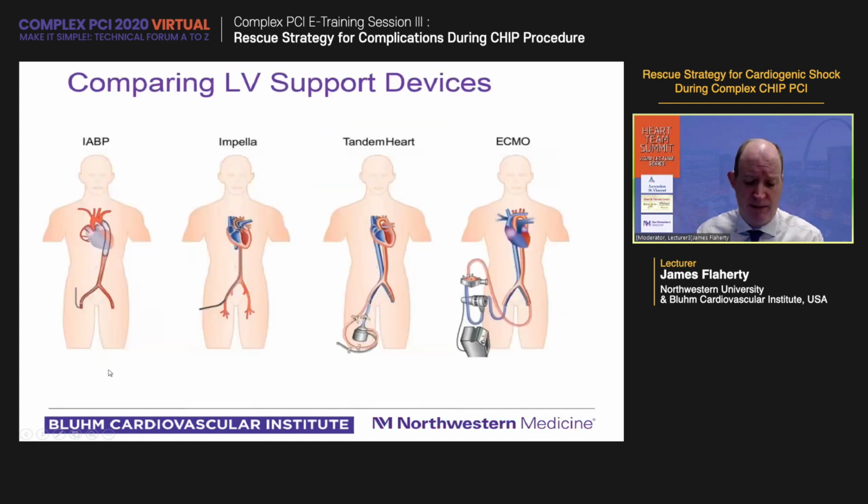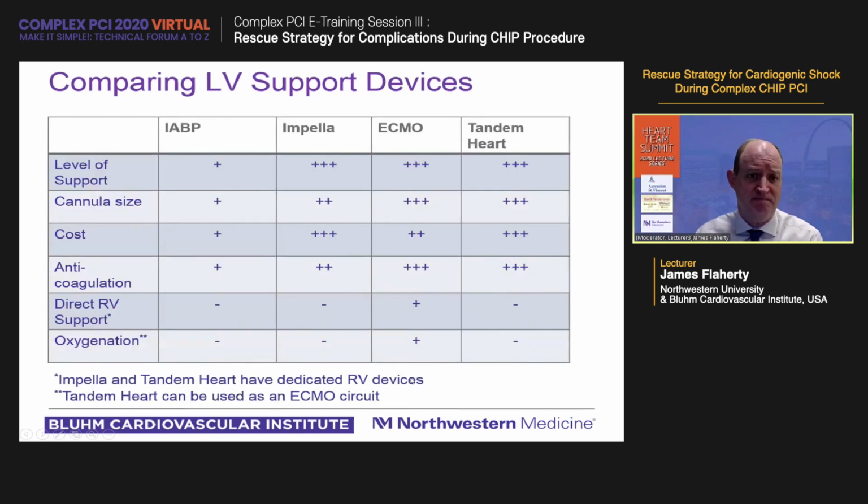So here are the contemporary LV support devices. There are others that are in development, but I'll focus on these. The intra-aortic balloon pump displaces blood during diastole in the aorta. The Impella is placed in the left ventricle and sucks blood out of the left ventricle into the aorta. The TandemHeart takes blood directly out of the left atrium and recirculates it into the aortic circulation. And ECMO takes blood out of the venous system, oxygenates it, and puts it back in the arterial circulation.